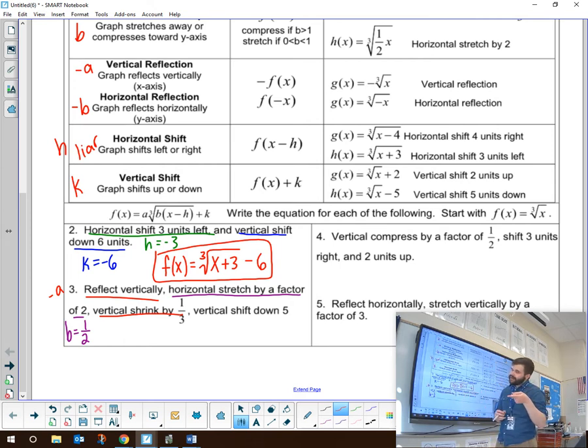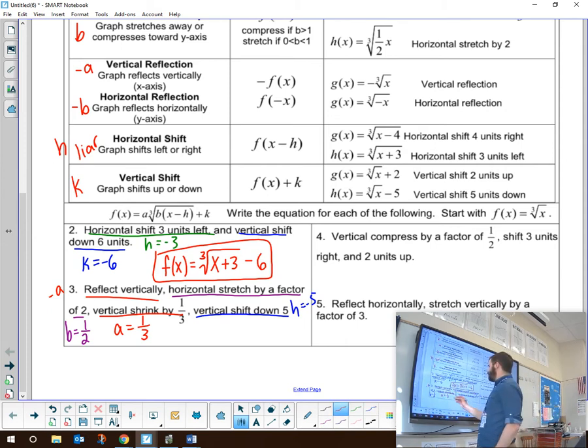Then we have a vertical shrink by 1/3. Okay. Now, A is not backwards. So if it's a vertical shrink, that means that my A is actually going to be 1/3. And then last but not least, we have a vertical shift down 5. So that means my H is going to be -5.